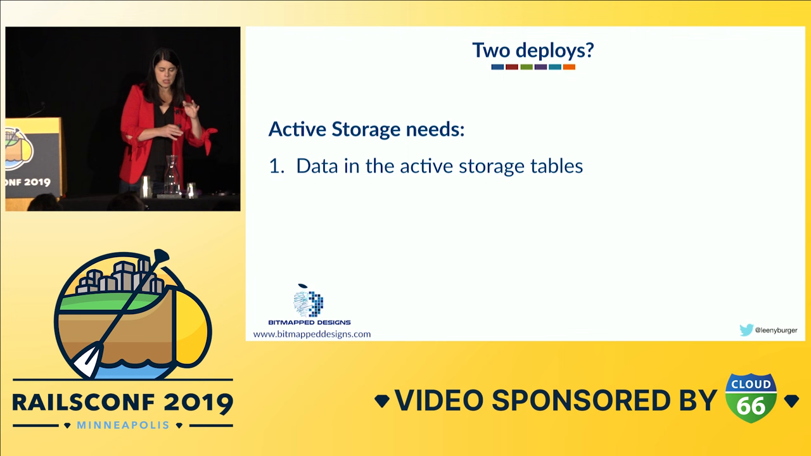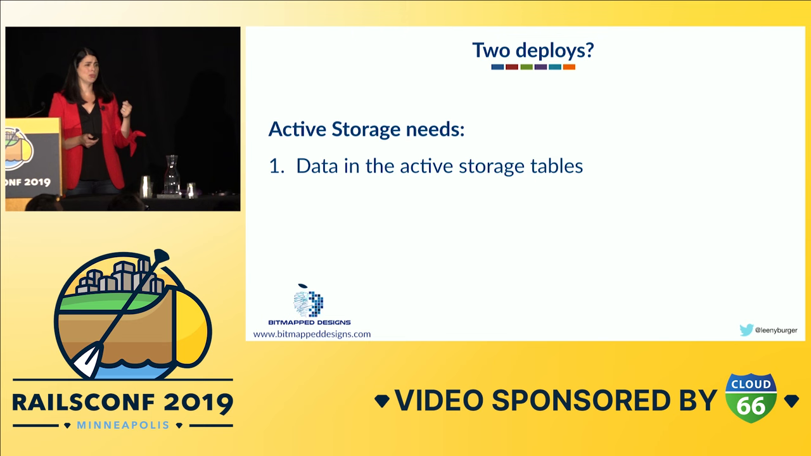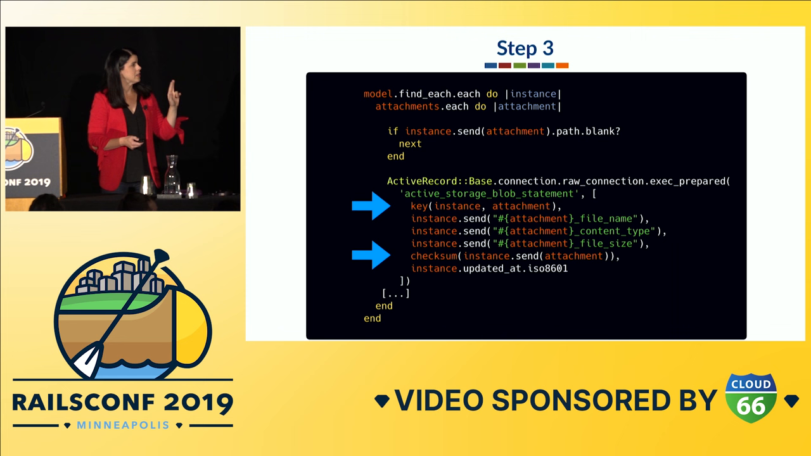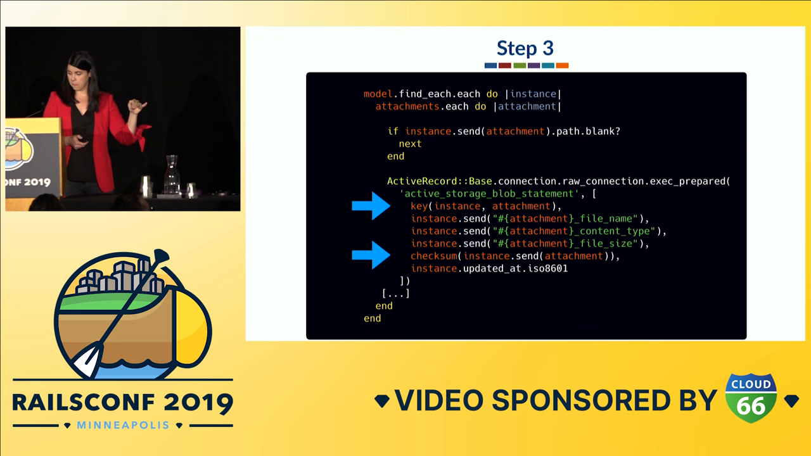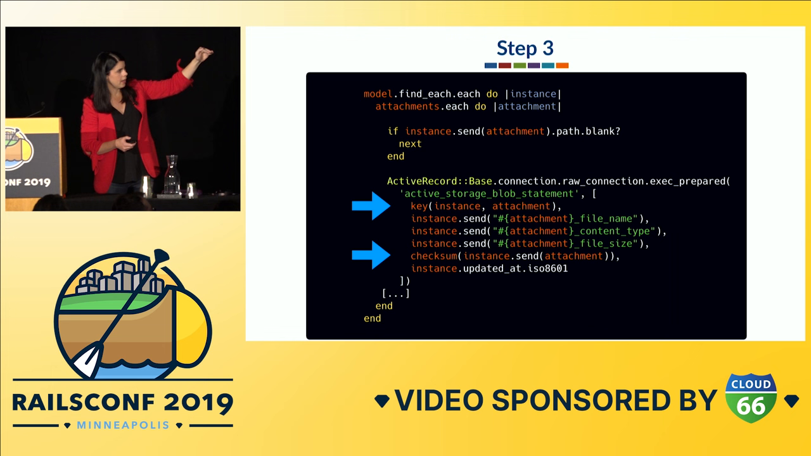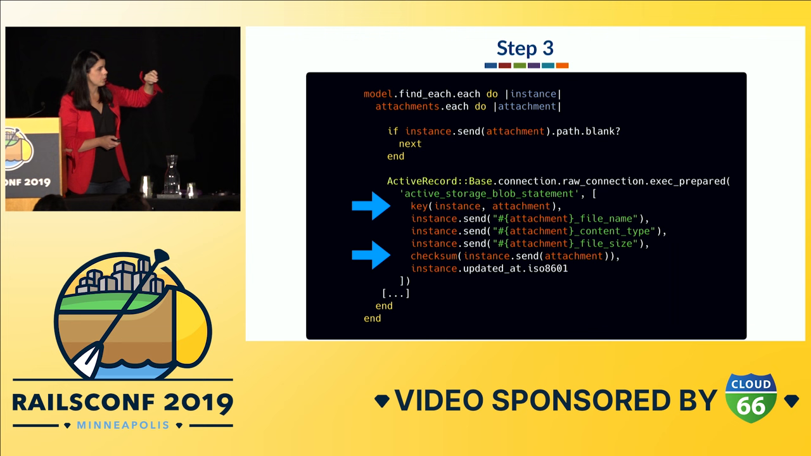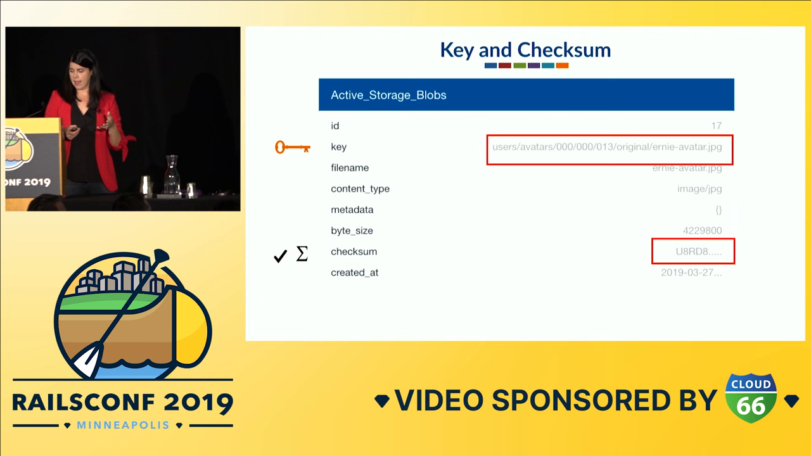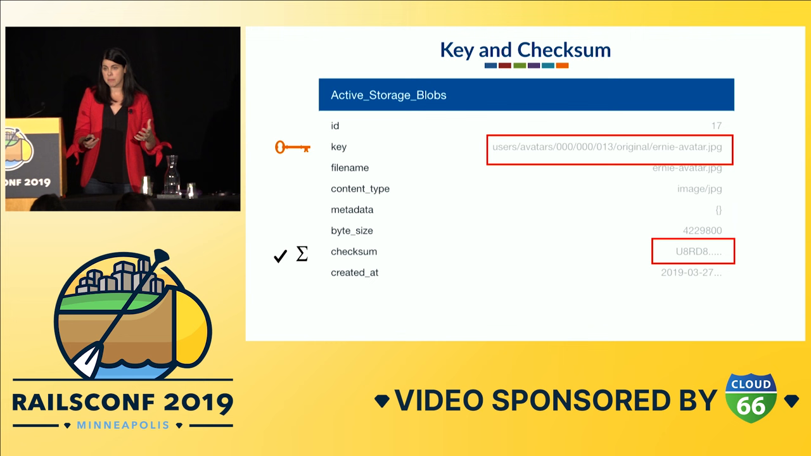All right, so let's go back to our rake task. This right here is just calling our blob insert statement. And the thing I wanted to point out here are the key and checksum methods. And the other ones are just, you know, user.avatar file name, content type, file size. But I want to call out the key and checksum for a few reasons. You're going to have to write these methods yourself. I didn't actually include my solution because your solution is going to be so specific to your Paperclip configuration and your Amazon S3 configuration.